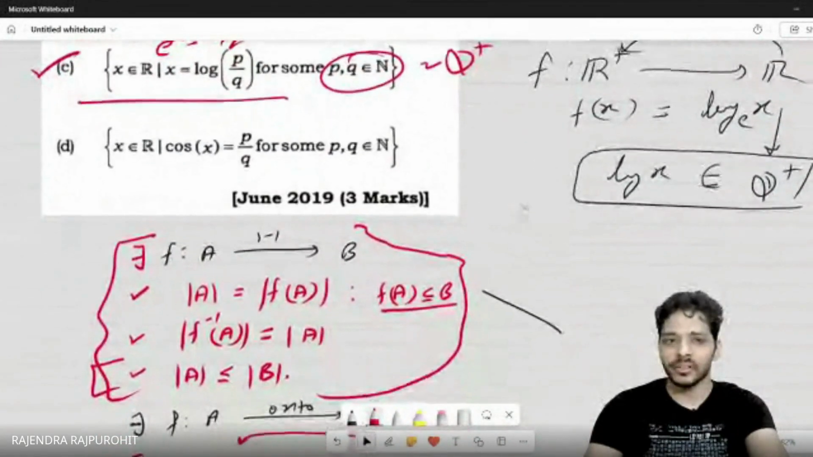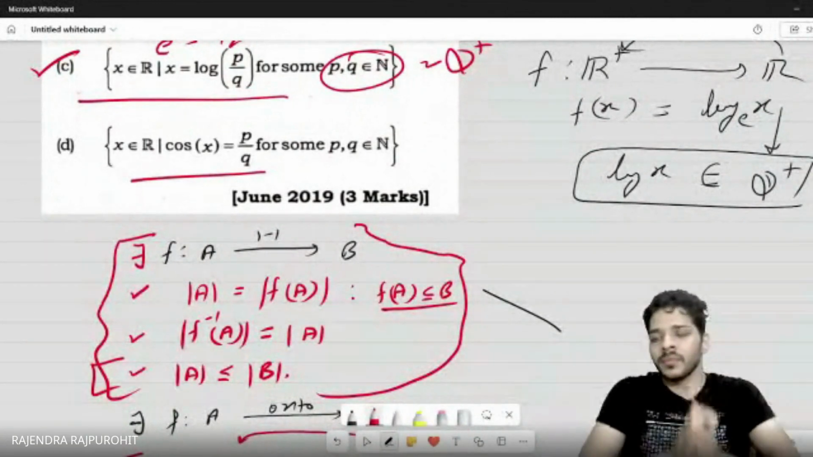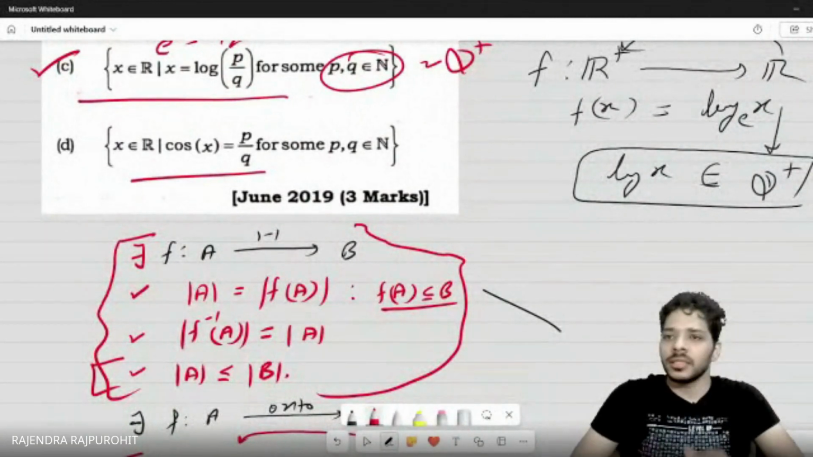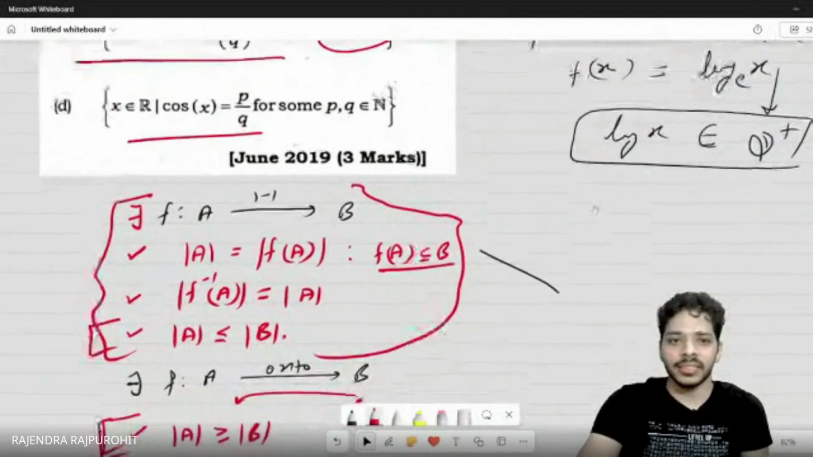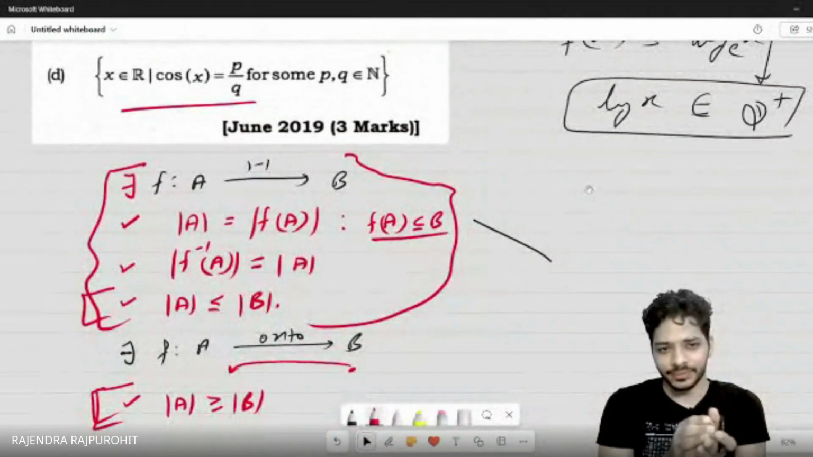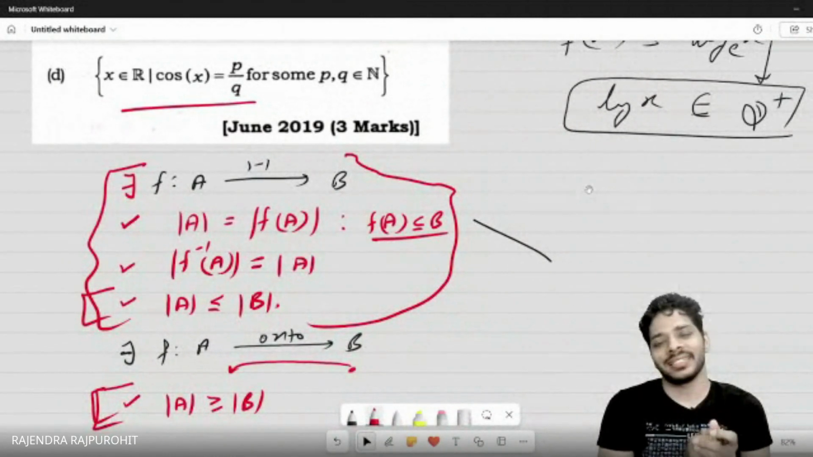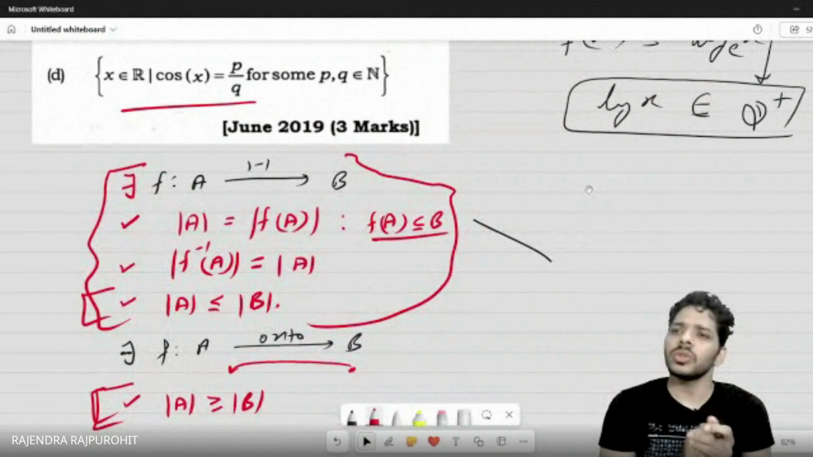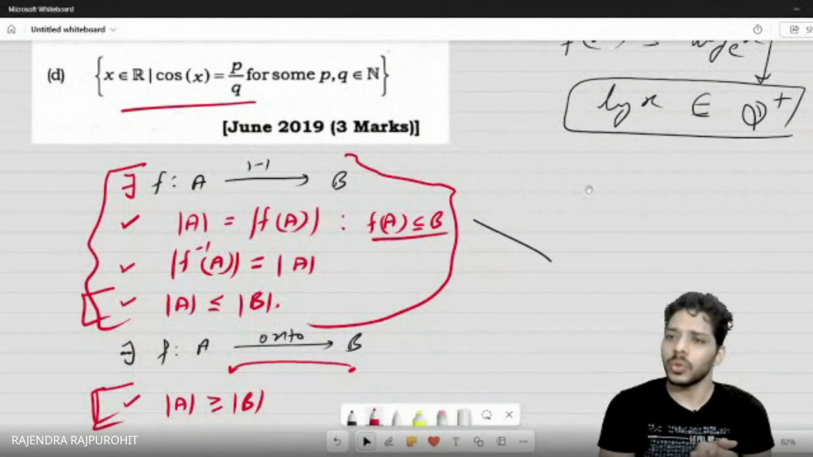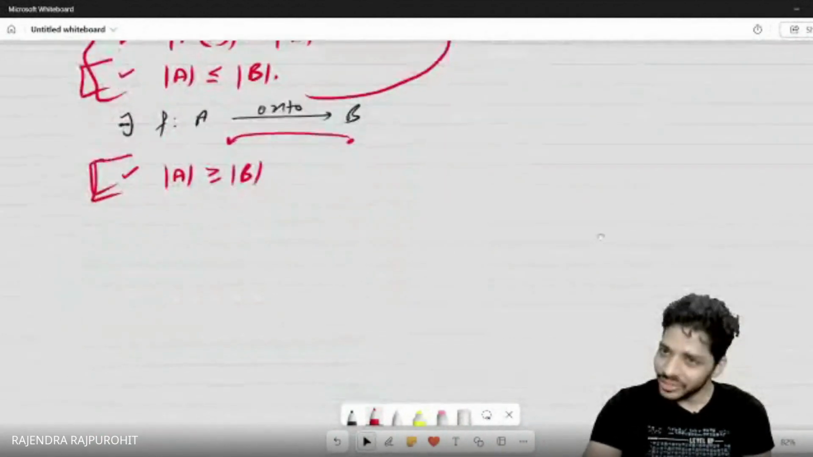Anyone? Why is it countable? Nobody knows. Let's look at it in this one. So we will use the same concept: the map is 1-1, but cos x is not 1-1. Cos x is not 1-1, but it is 1-1 on some subset of R, and we will use that.